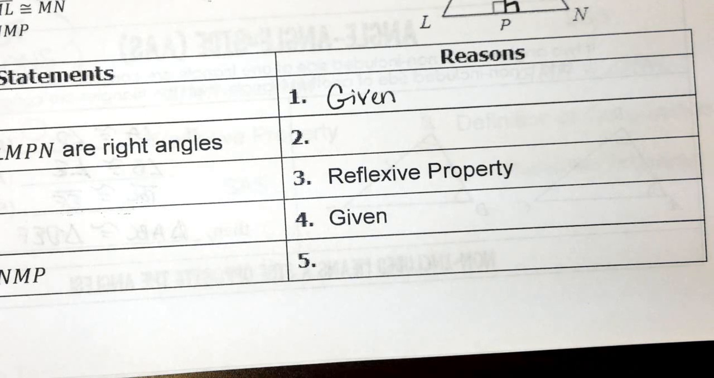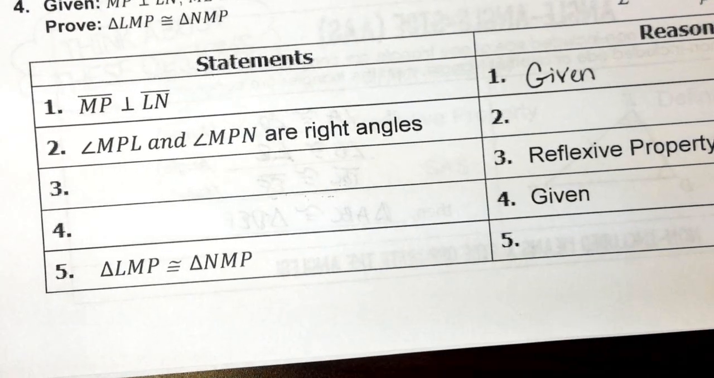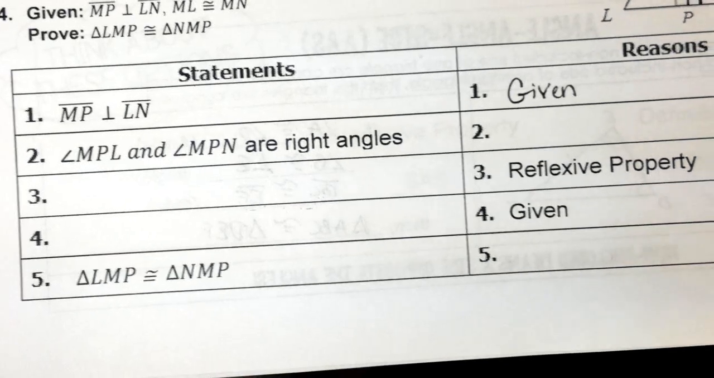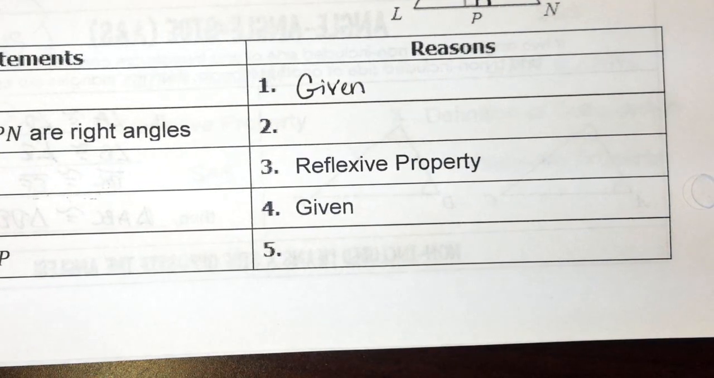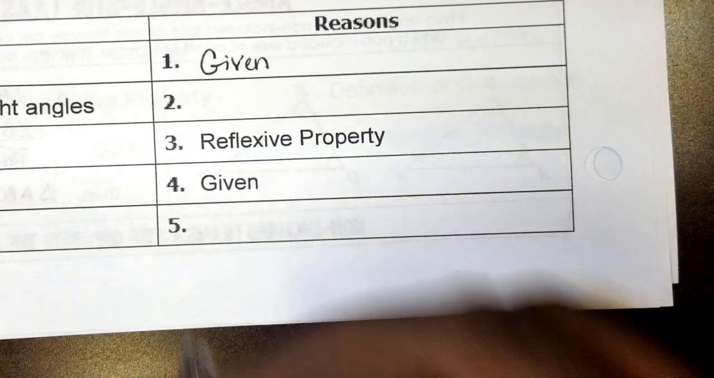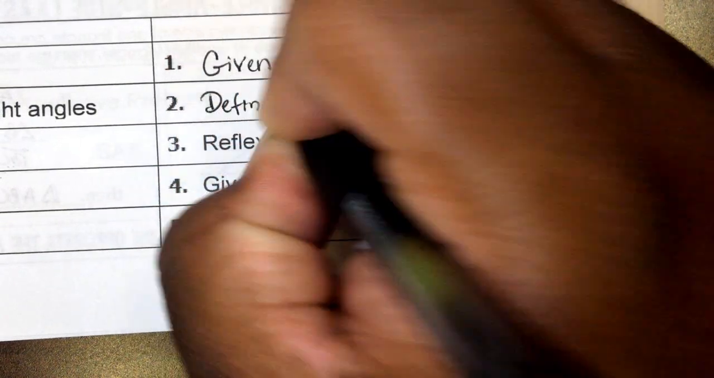Let's see. I'm interested to see what you say. Miss Johnson. A little bit louder. Definition of perpendicular lines. What's the first thing they mentioned to us? What's the first statement they gave us? MP was perpendicular to LN. If they're going to say that and they're going to tell you about right angles, then make sense of it. Why do you know those are right angles? Their definition of perpendicular lines. A proof should make sense.